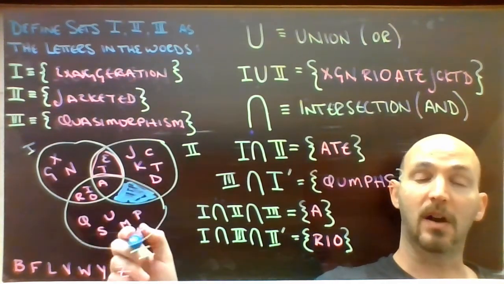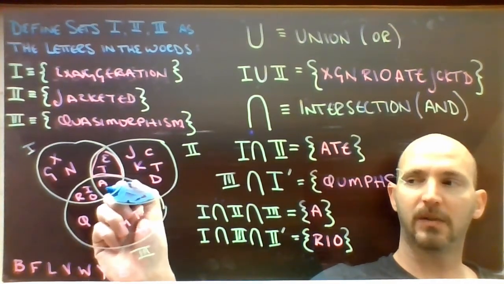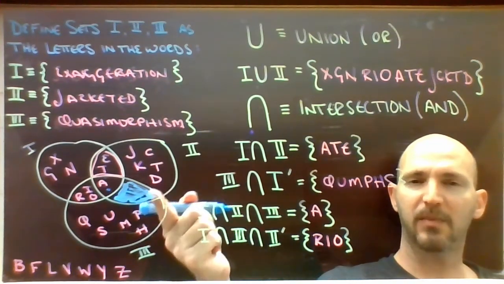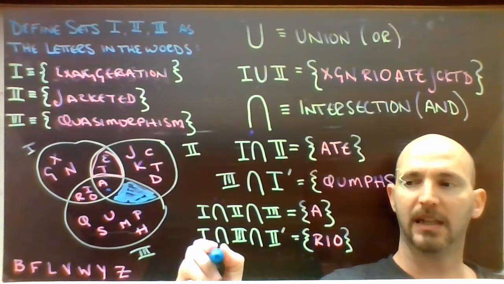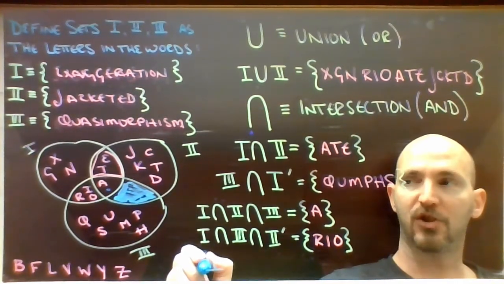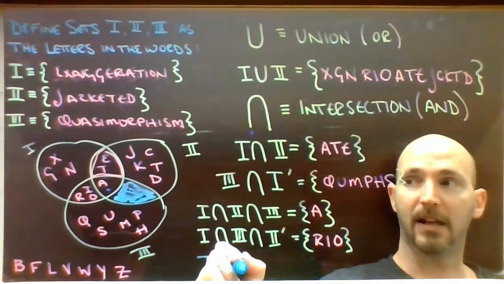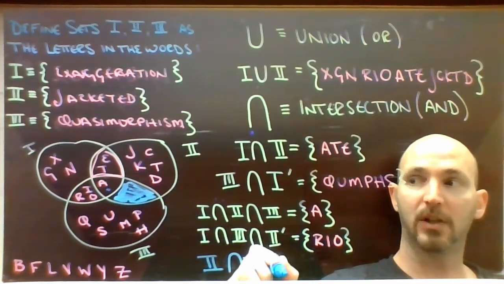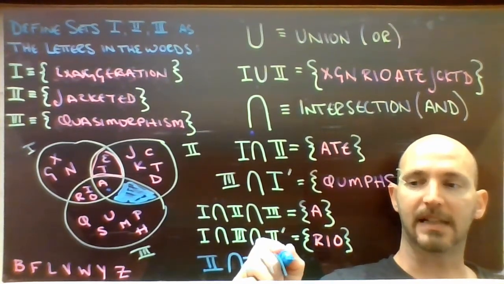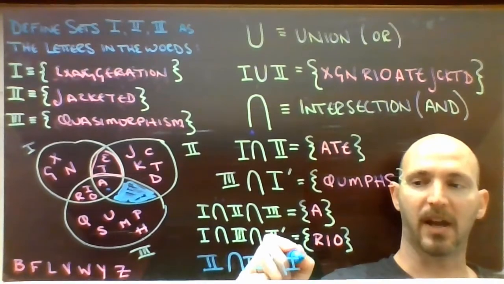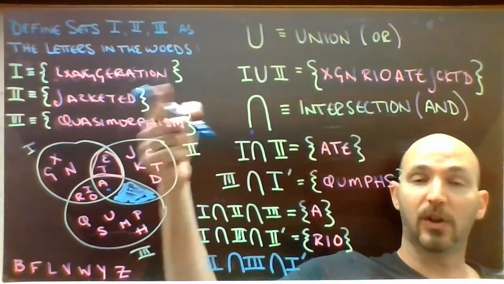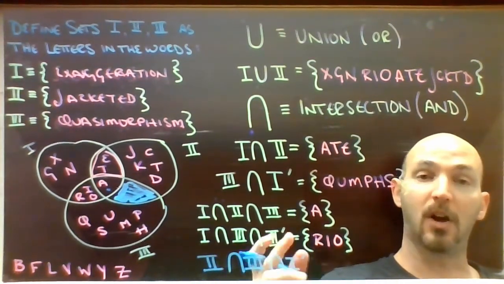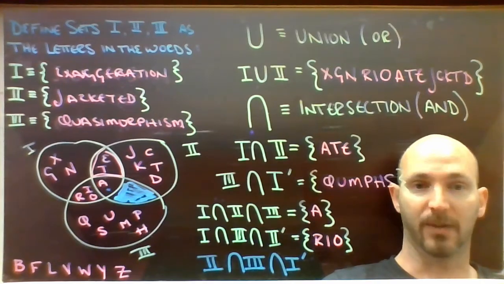Those are the letters in quasimorphism, but it does not include this A, which is a letter that happens to fall in exaggeration. So this particular section would be the letters in jacketed and quasimorphism, but cannot include the letters in exaggeration. And to say not, I put the little prime on there. And of course, if you were to go through the list, there are no letters that are in jacketed and quasimorphism that don't also happen to land in exaggeration.